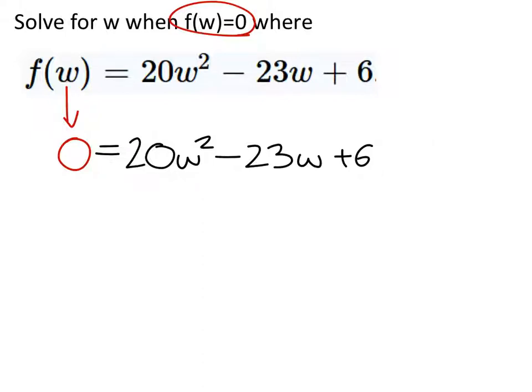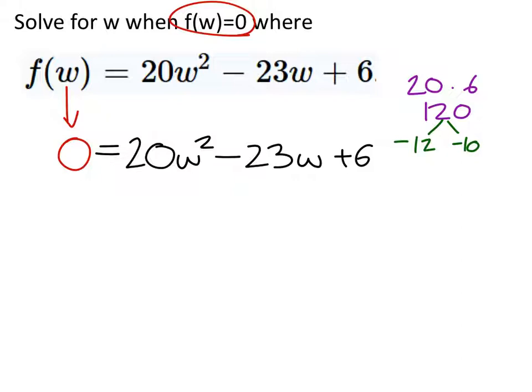All right, so I would look for some kind of greatest common factor in that expression. However, I'm not seeing any. No w's, no numbers I can pull out except one. So I'm going to need to multiply 20 and 6, which would give me 120. And two factors, I need them to equal negative 23. I mean, initially I was thinking negative 12 and negative 10.